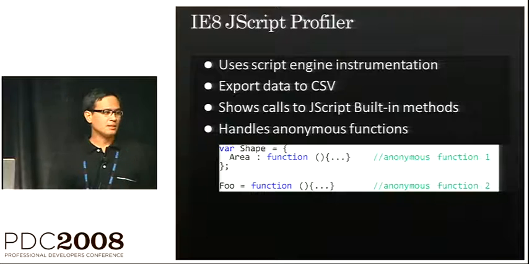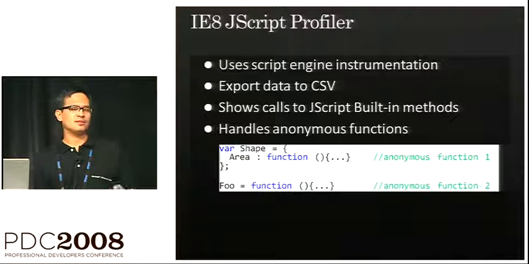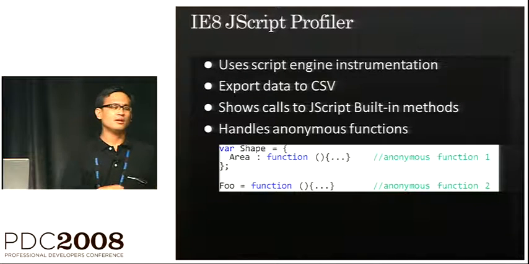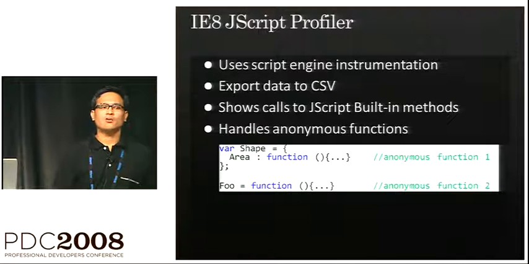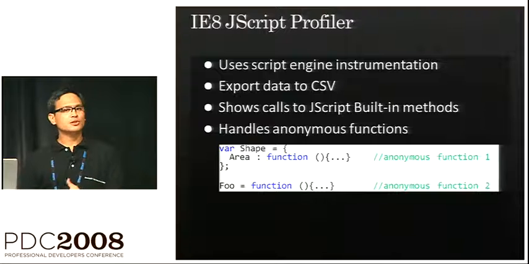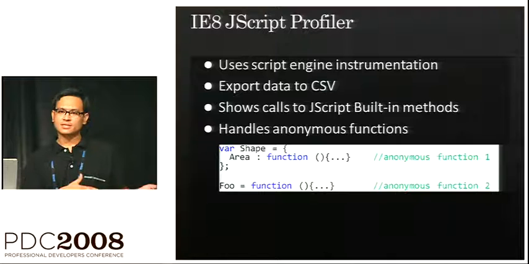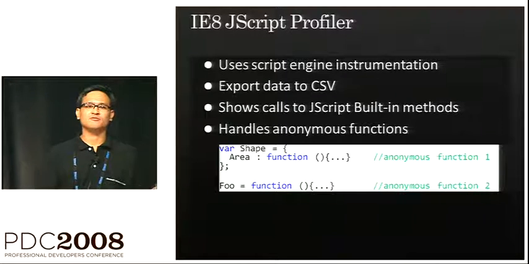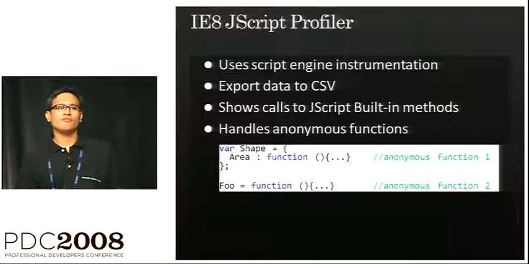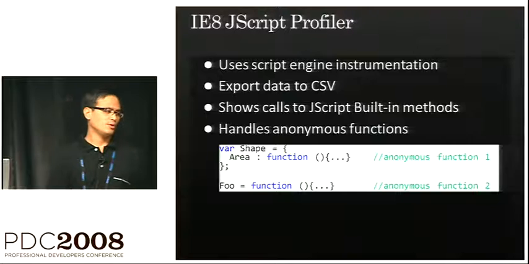So in this example, we have two anonymous functions. In the first case, an anonymous function is defined as part of an object literal. In the second case, an anonymous function is assigned to a variable. And what we found was that most of the anonymous functions fall in either one of these two categories. So the heuristic logic of the profiler will show up these functions as, in the first case, area, in the second case foo, and not as anonymous function. And we found that this is something that is really helpful to web developers. So you might want to check it out.